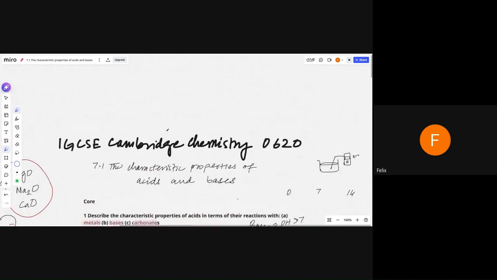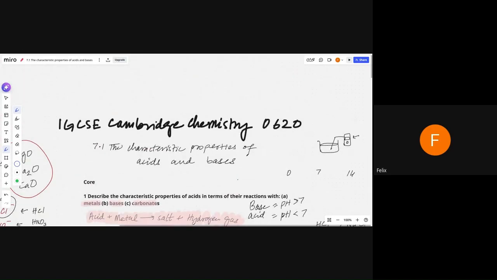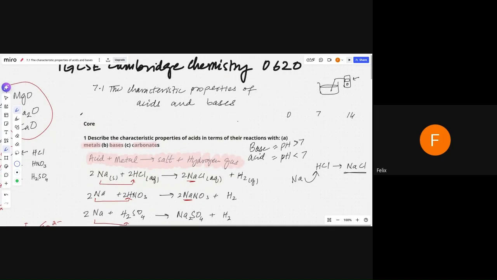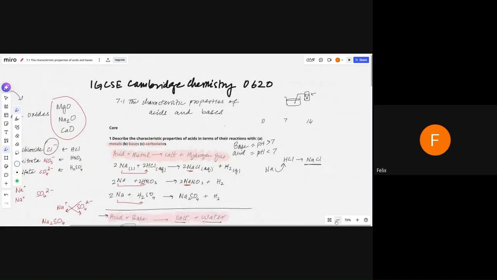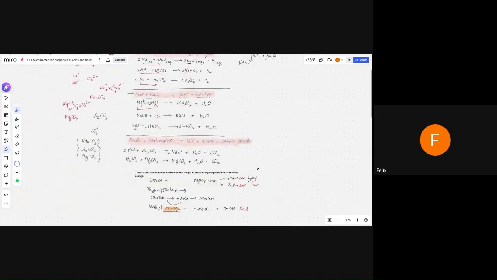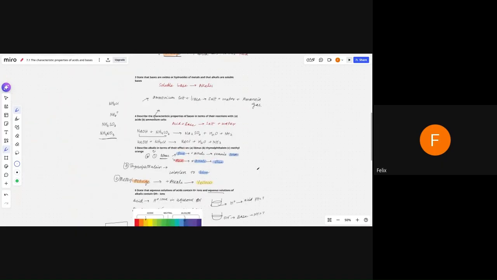7.1, describe the characteristic properties of acids and bases. In our upcoming lesson in the playlist, now that we have learned this lesson, we will see what type of questions we will be asked on the exam.